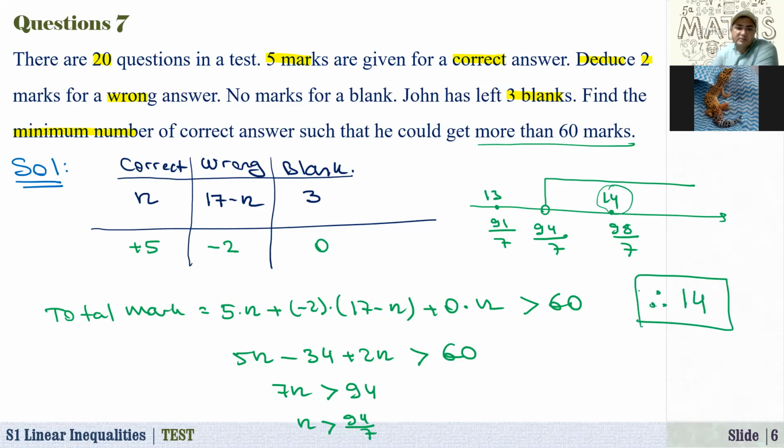So the answer to this question will be 14. John has to solve at least 14 questions in order to get marks of greater than 60. Okay, if he's expecting his score to be greater than 60, he must solve at least 14 questions correctly. Otherwise, his marks will not be greater than 60.